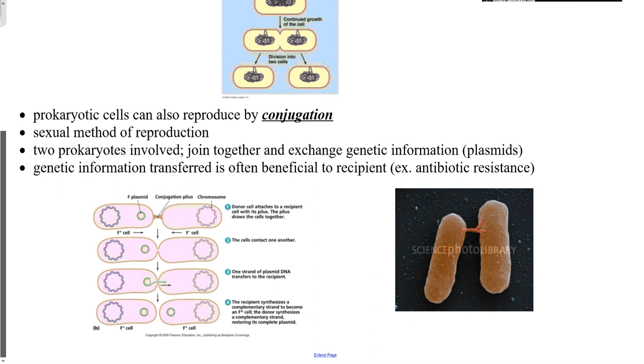Now, the genetic information transferred is often beneficial to the recipient. Example, antibiotic resistance. All right. So not only can that cell that survived the wave of antibiotic treatment reproduce and pass that on, but it can also find other cells and pass that on to them as well. Okay. So it's a very, very simple and successful way for prokaryotes to thrive and survive.